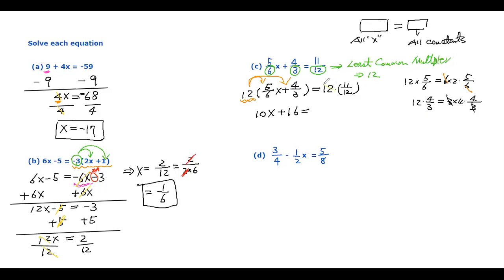So what happened here? 12 and the 12 cancel here. So what I have is 11, right? Now I want to solve for the x, so I need to move all the constants to the right. So what I do here is subtract 16.